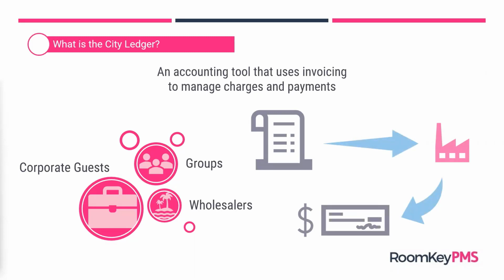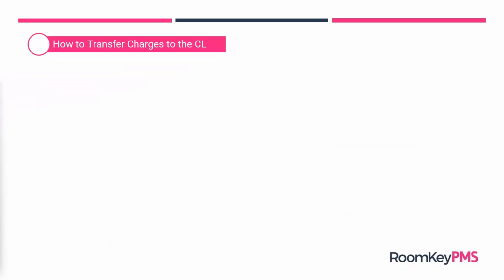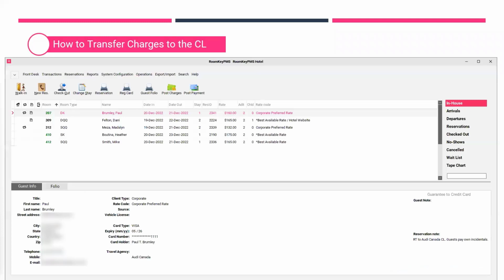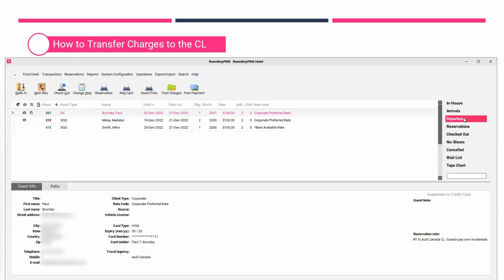So let's see first how we can transfer these charges from different types of guest stays to the City Ledger. We're going to see that here in a live demonstration. So I'm going to bring up the RoomKeyPMS database for us to use. This is a test database. These are test data. And I'm going to go directly to our departure screen here on the right-hand side. I've got a couple of guests that are checking out today, and this first guest, room 207, is going to be checking out, and these charges are going to go to the city ledger.